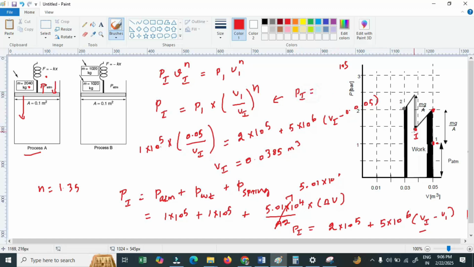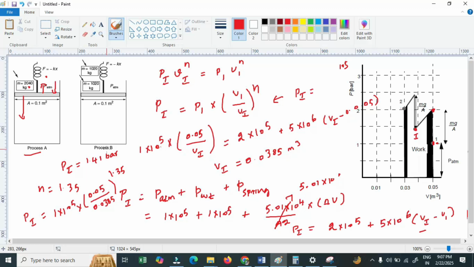Using this, I can find the intermediate pressure again. It will be near the same value. I'm not doing that; you can substitute back if you want. I'll even show it here: Pi equals 1 multiplied by 10 power 5 multiplied by 0.05 divided by V intermediate, 0.0385, power n, which is 1.35. You get approximately 1.4 bar. The intermediate pressure will be about 1.4 bar.